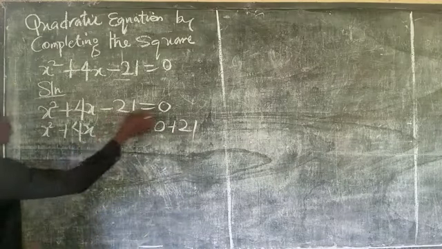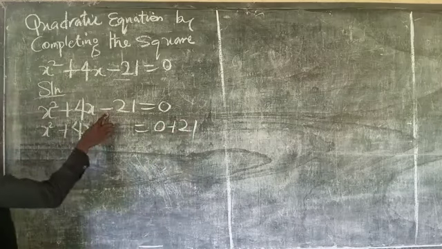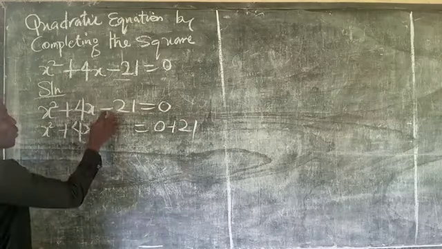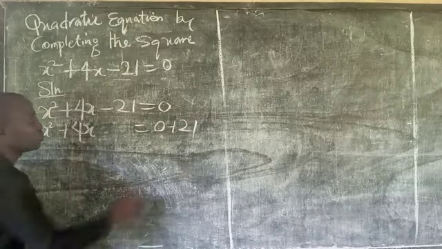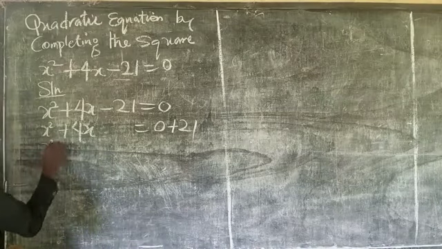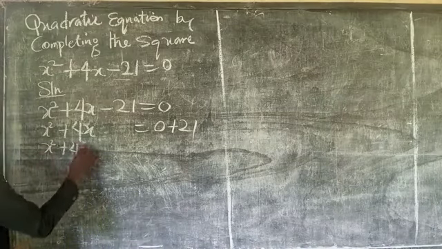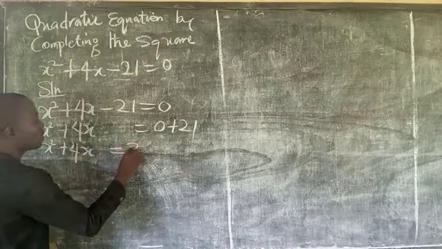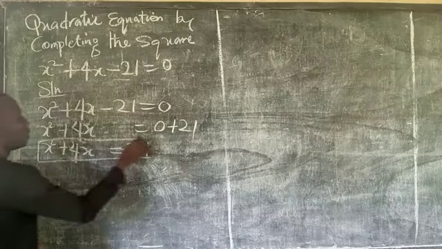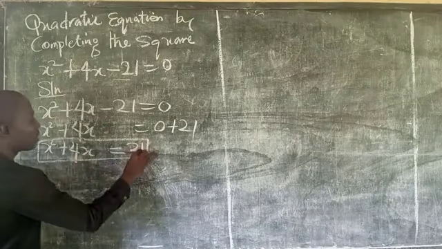If you take 21 to the other side, it becomes positive. Previously it was negative. You know that already: when you cross the equal sign, whatever sign a term carries changes to the opposite. Now it is plus 21. That is to say, x squared plus 4x equal to 21. And this is our new equation.